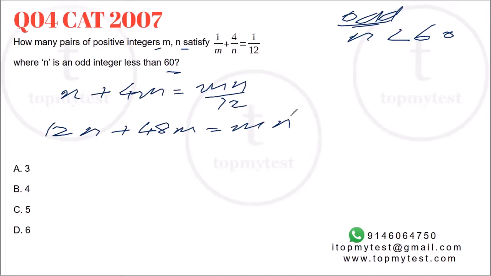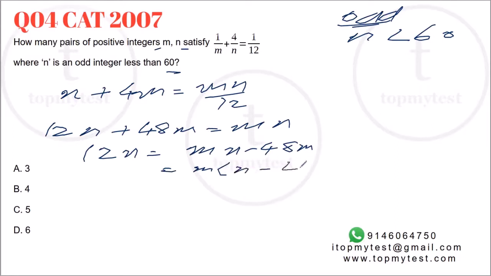Let's take 48 to the other side. So you'll get 12n should be equal to mn minus 48m, which is m into n minus 48. Now this gives you a lower bound on n. n has to be more than 48 because m will give you 12n divided by n minus 48, right? So this is the lower bound.